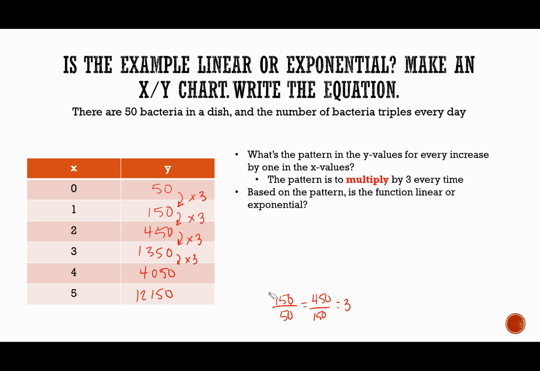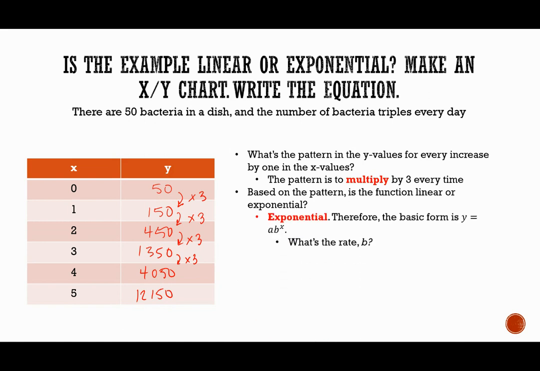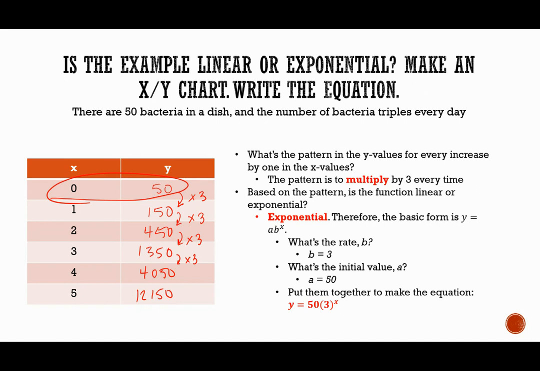All right, so if my pattern's multiplying by 3, then what type of function am I working with? I must be working with an exponential function. Y equals a times b to the x. So what is my rate? B. My rate is 3 because that's what I'm multiplying by. What is my initial value? A. What did I start off with? I take a look. When x is 0, y is 50. So my initial value is 50, and I put them together in my equation, y equals 50 times 3 to the power of x.